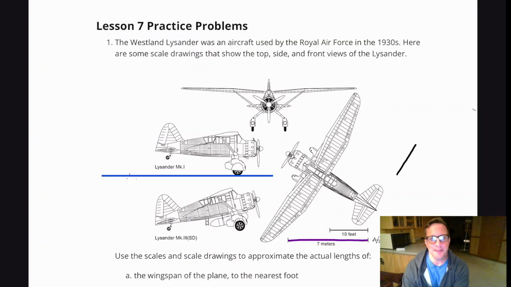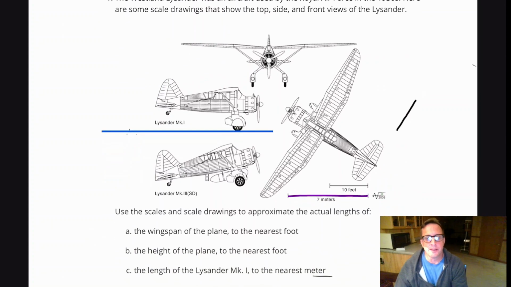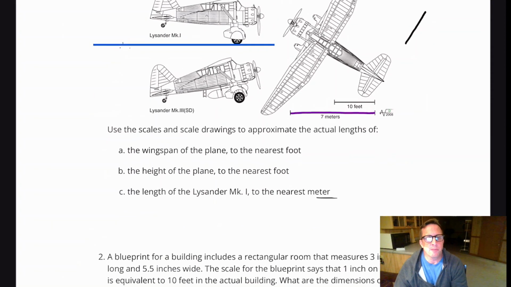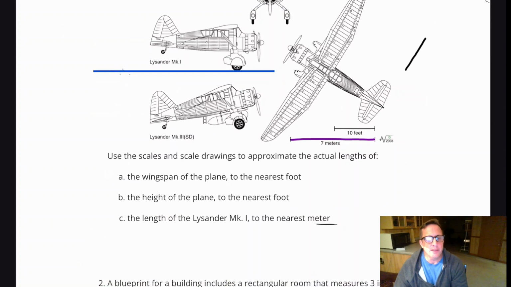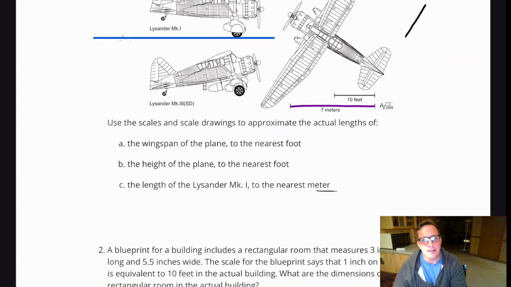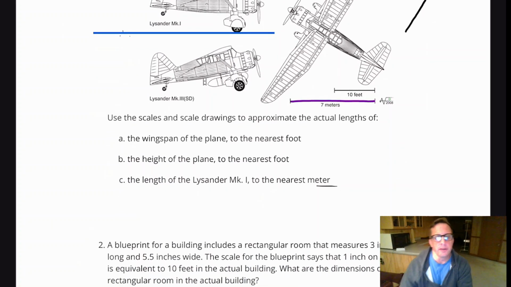Okay, for lesson 7 practice problems, number 1 is an airplane problem. The Westland Lysander was an aircraft used by the Royal Air Force in the 1930s. Here are some scale drawings that show the top, side, and front views of the Lysander. I'm not sure how to pronounce that. We use the scales and scale drawings to approximate the actual lengths of the wingspan to the nearest foot, the height to the nearest foot, and the length of the Mark 1 to the nearest meter.